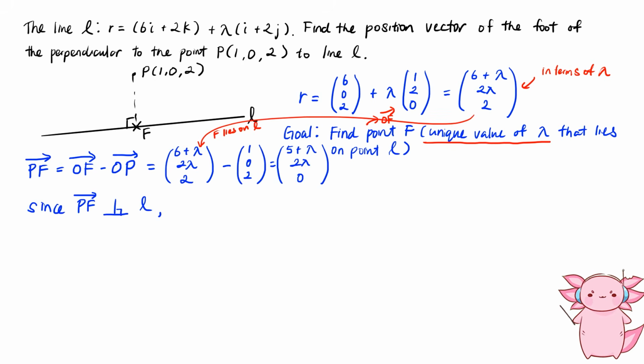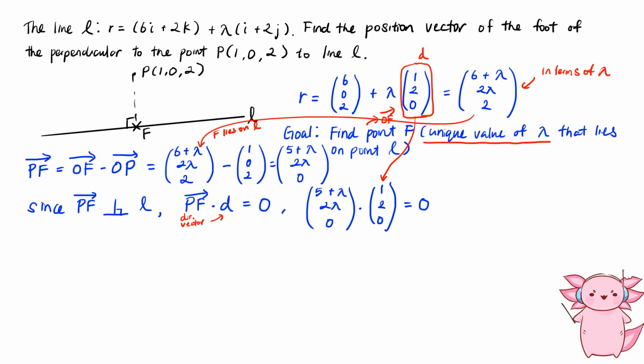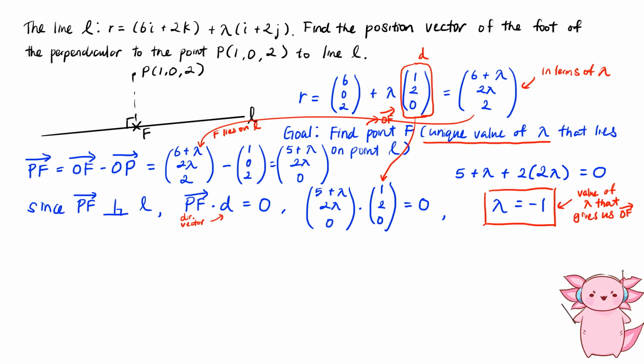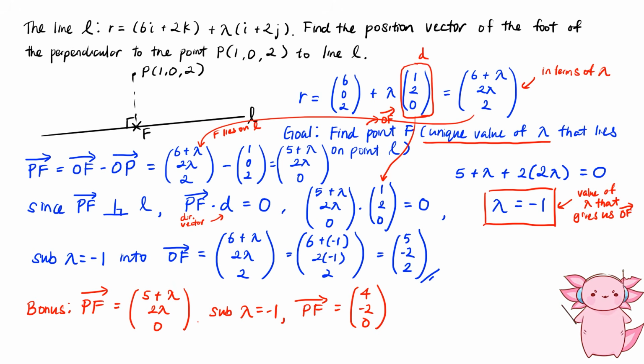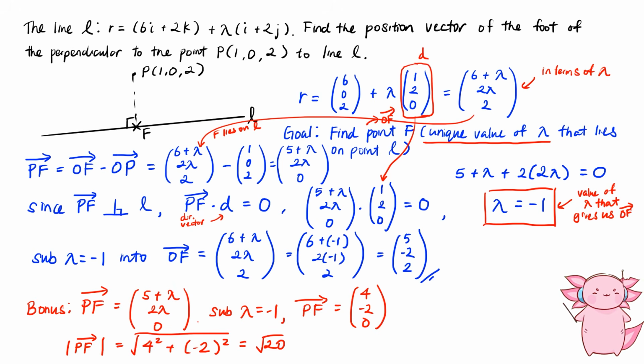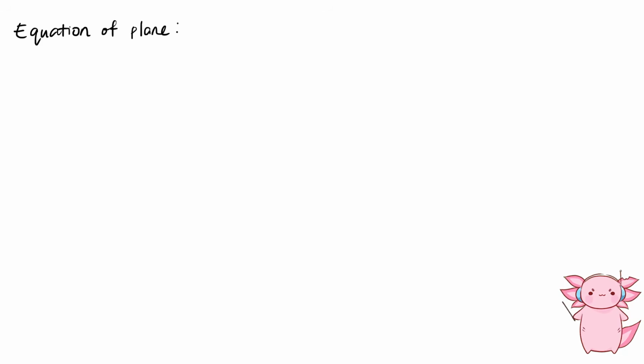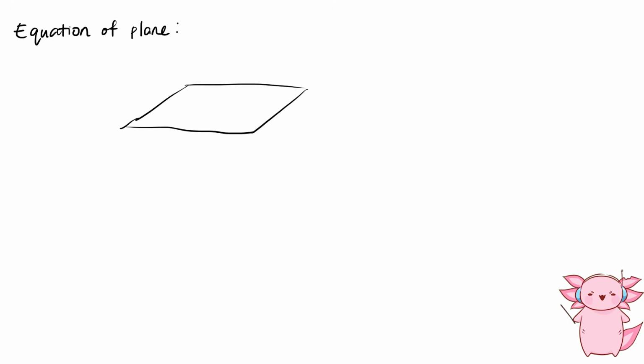Now since PF is perpendicular to the line L, the dot product of PF and the direction vector of L is equal to 0. After working this out, we can solve for lambda equals -1. Then the last step is to sub this value of lambda back inside OF to get 5, -2, and 2. As a bonus, we can also find the length of PF by subbing lambda into the position vector PF and also finding the magnitude. It's time to level up to planes!